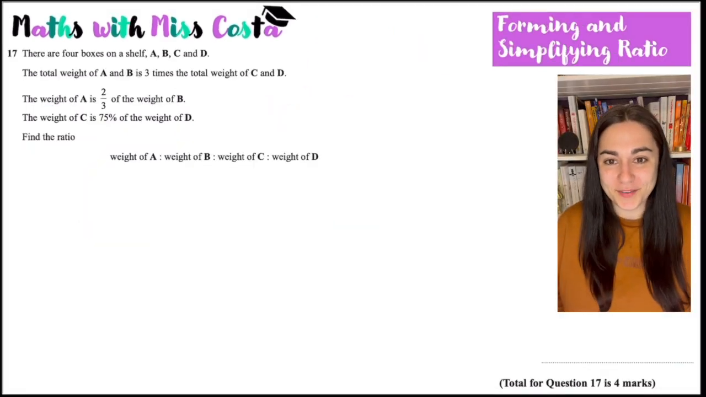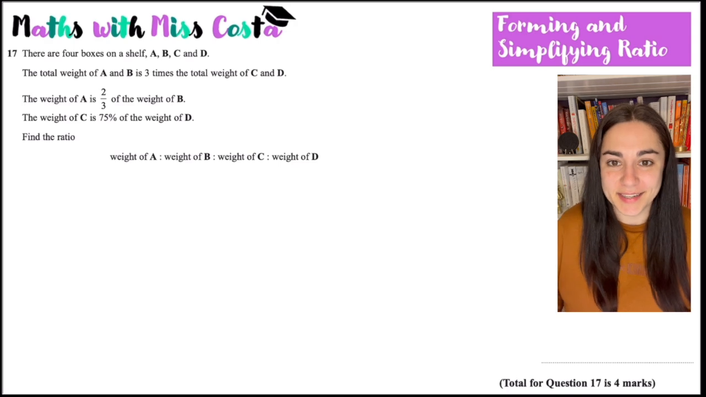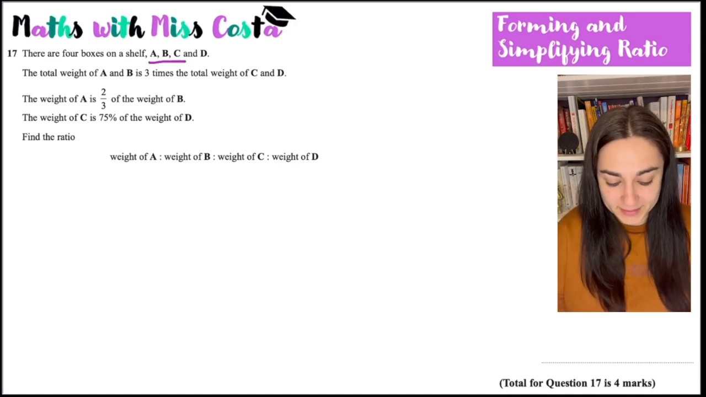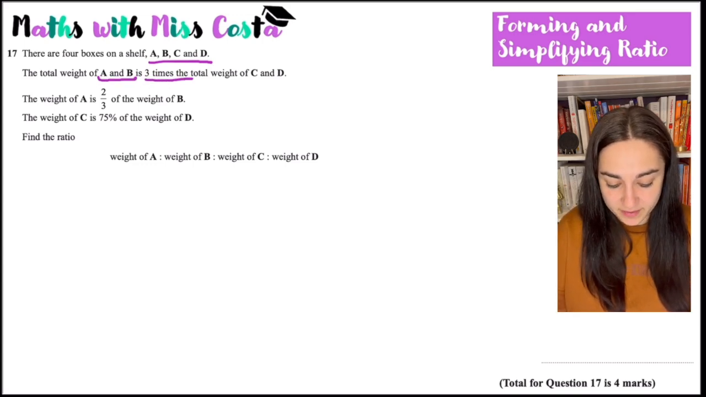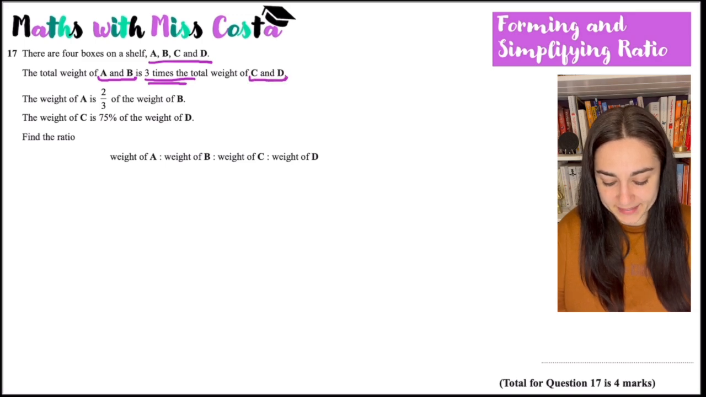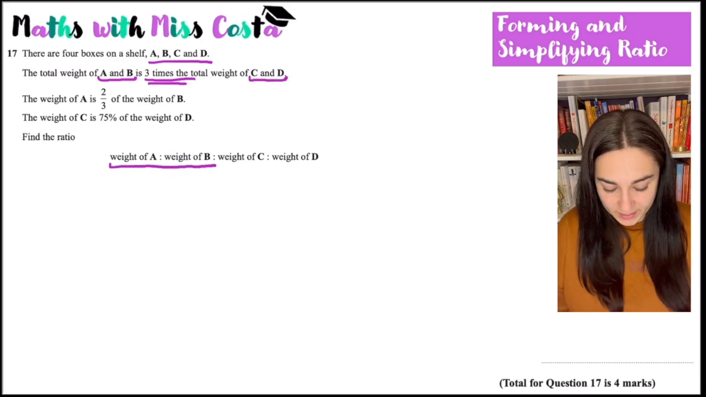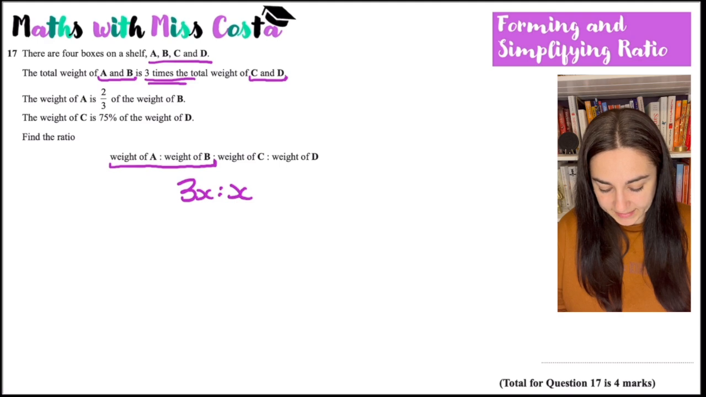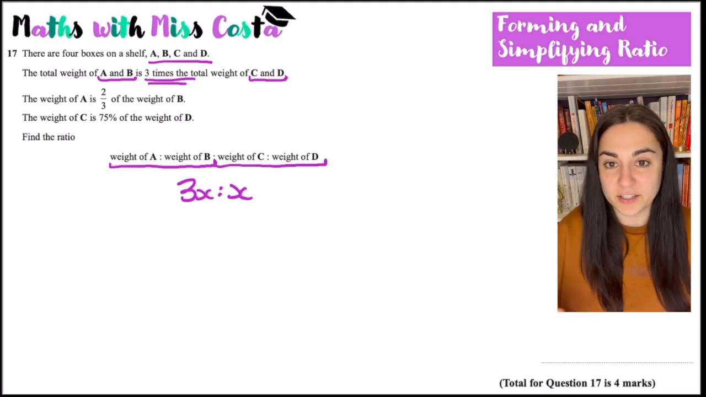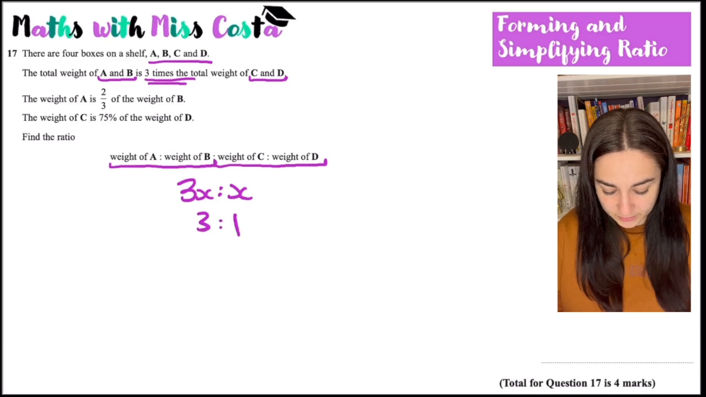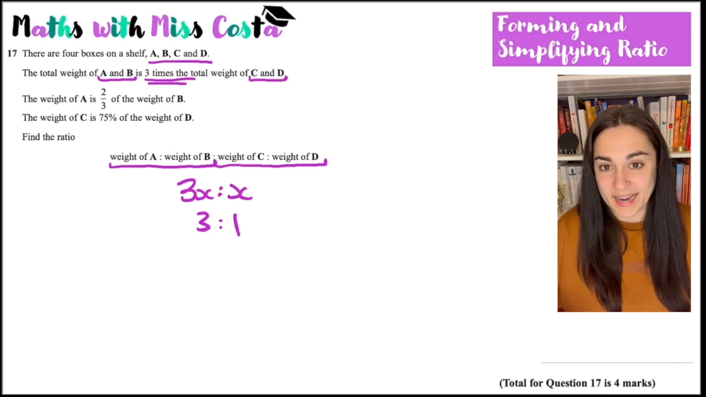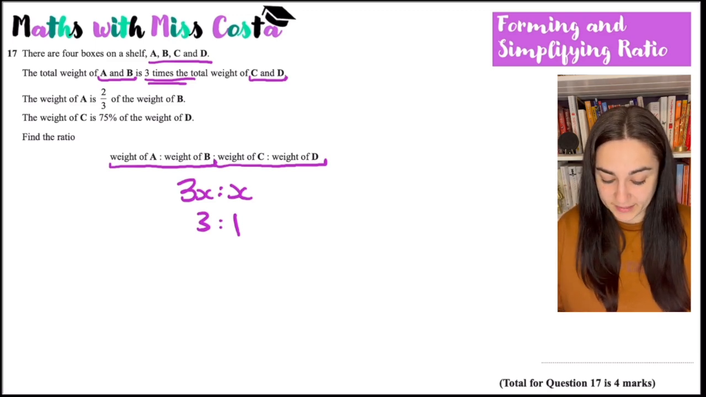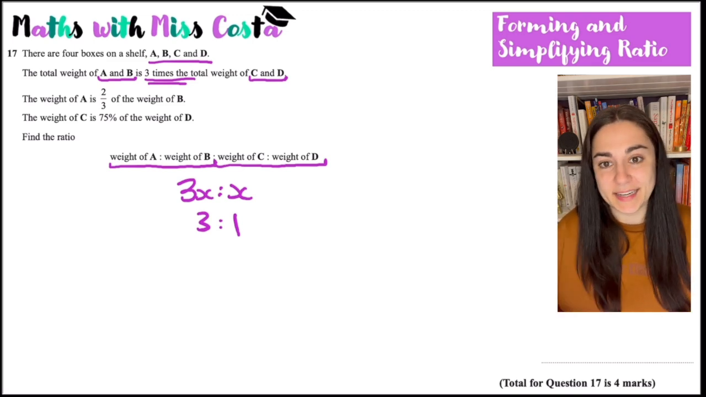So in this question, I've got one of the trickier kind of ratio questions. So let's have a look at what's going on. I'm told that there are 4 boxes on the shelf, A, B, C, and D. And the total weight of A and B put together is 3 times the total weight of C and D put together. So I know that the weight of A and B must be 3 lots of the weight of C and D. So I could just write that algebraically, or I could just leave it as 3 to 1. It doesn't really matter. So I know that whatever the weight of A plus B added together is, it must be 3 times the weight of C and D. So I need to keep splitting it into that ratio.